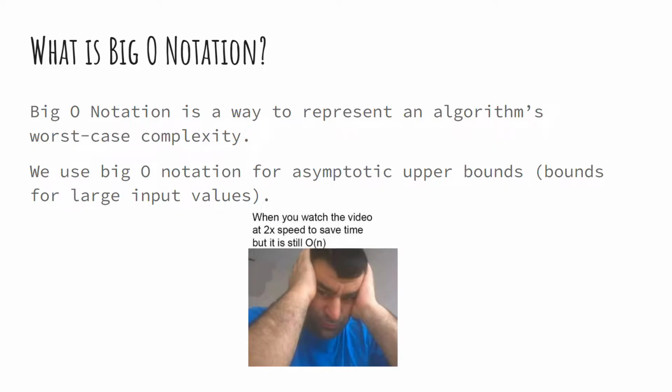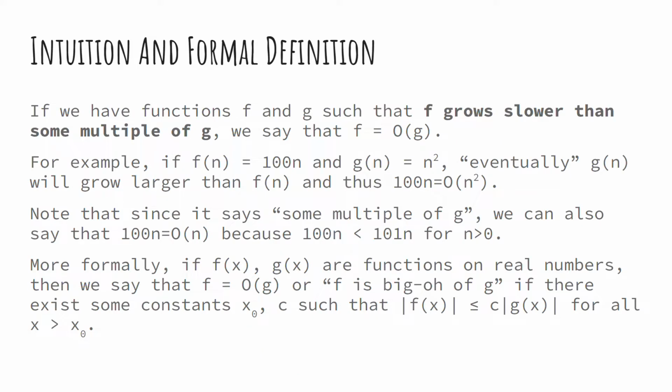Big O notation is basically a way to represent an algorithm's worst case complexity. And we use big O notation for asymptotic upper bounds, which means we use big O notation when we're talking about large input values. And so this slide basically talks about the intuition and formal definition of big O notation.